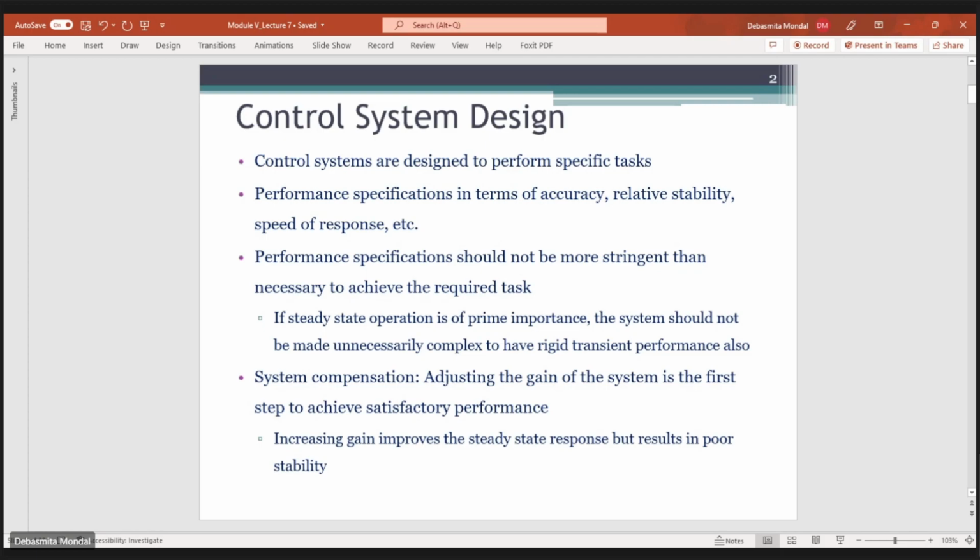Okay, so we use this compensation, either you can use it in the forward path, that is in cascade with the plant and the controller, or you can use this compensation in the feedback path also. In that case it will be known as a feedback compensation.